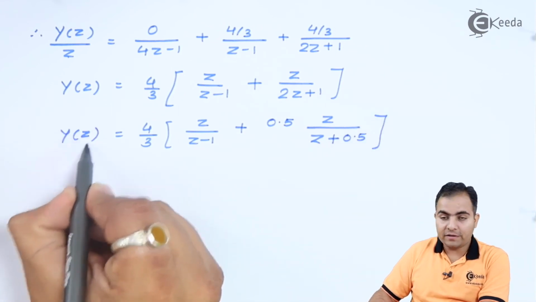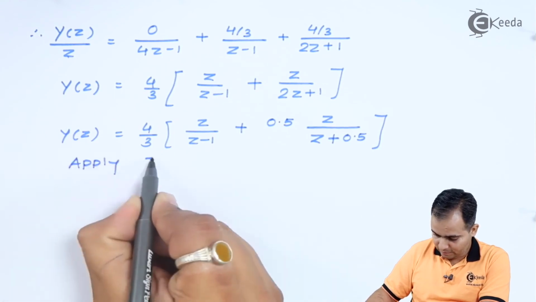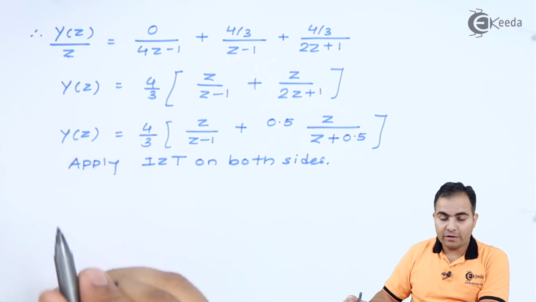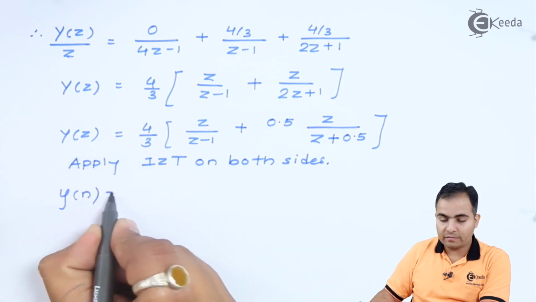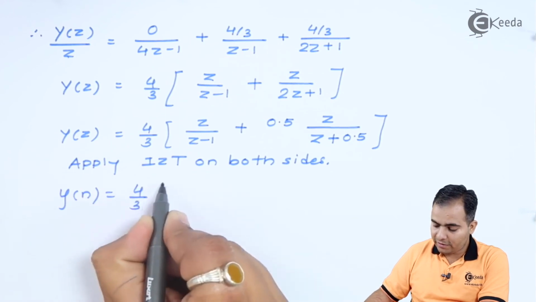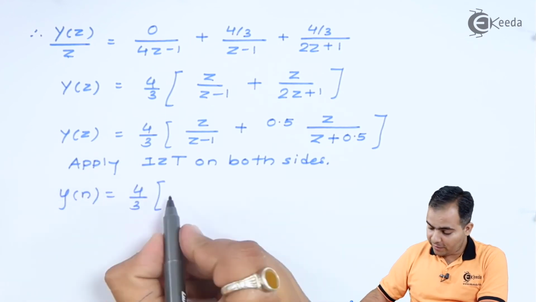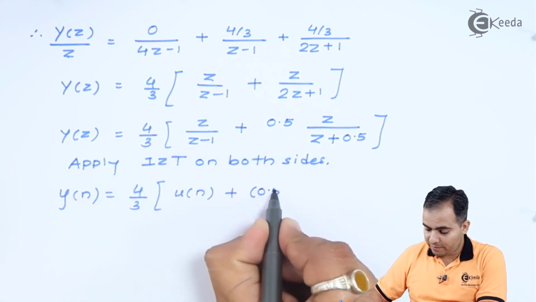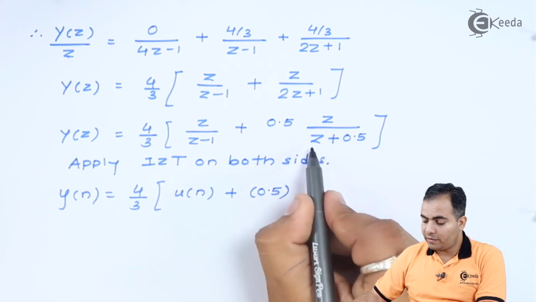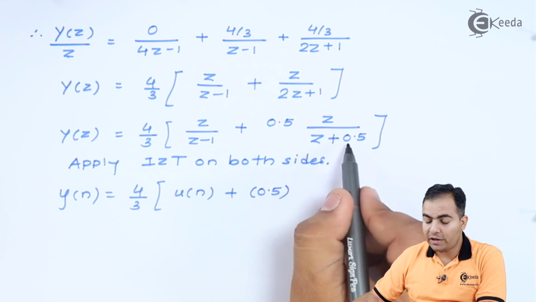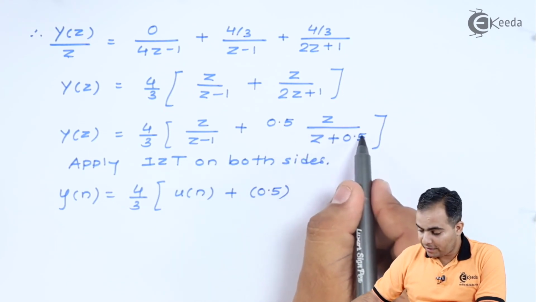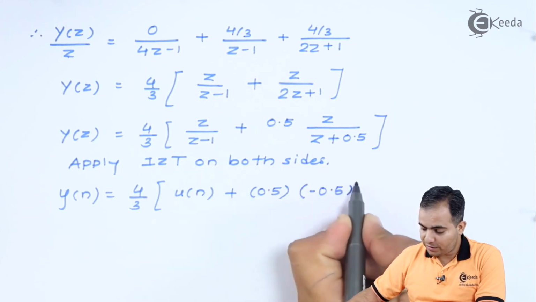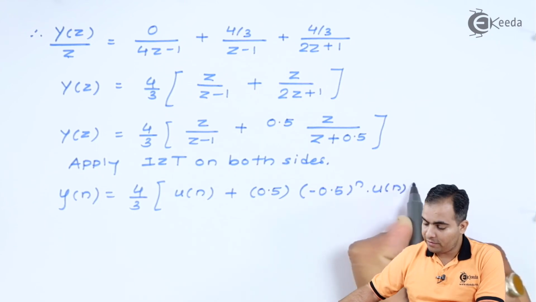Now we will apply inverse z transform on both the sides. So what you will get, if we apply inverse z transform, then y of z is represented by y of n. Now 4 by 3 is a constant, so I'll write it outside. Z upon z minus 1 is nothing but my u of n, and then we have a constant term, that is 0.5. Now here we have z upon z minus 0.5. We can represent this whole equation like z upon z minus a. If I take minus sign common for 0.5, then you can write this equation as 0.5 raised to n into u of n. I'm using a time scaling property over here.